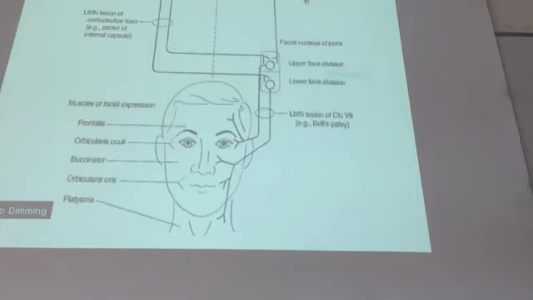Whenever you think of a lower motor neuron lesion, the lesion is on the same side as what you're going to see. So if you see a left facial droop, then the lower motor neuron lesion is on the same side.